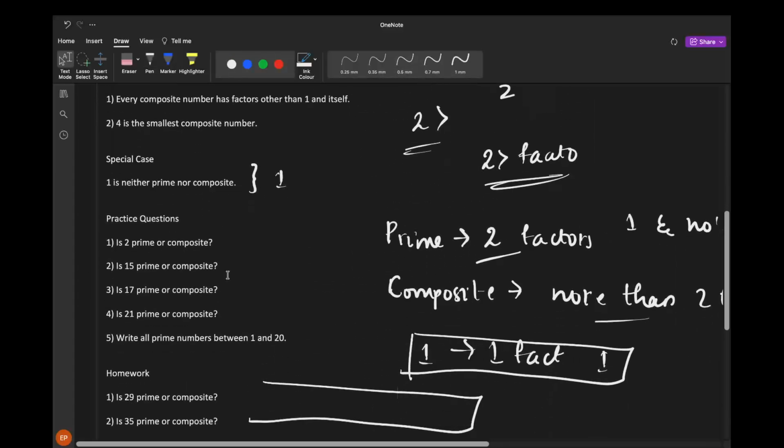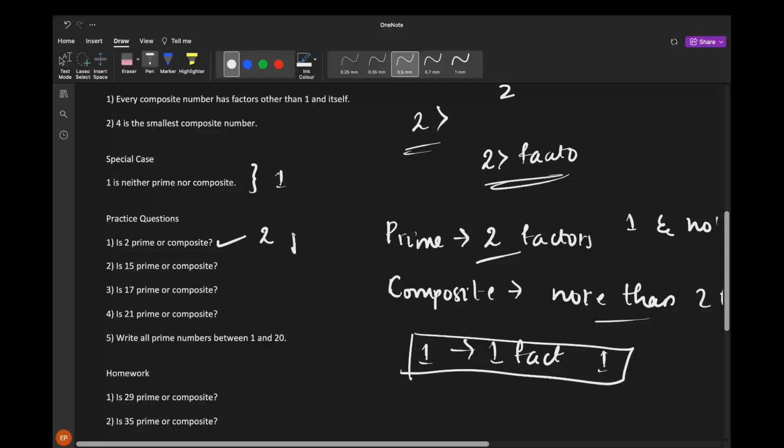Here are some practice questions. Is 2 prime or composite? As we know, 2 is a prime number which has factors 1 and 2, and it is the only even prime number. So it is a prime number.